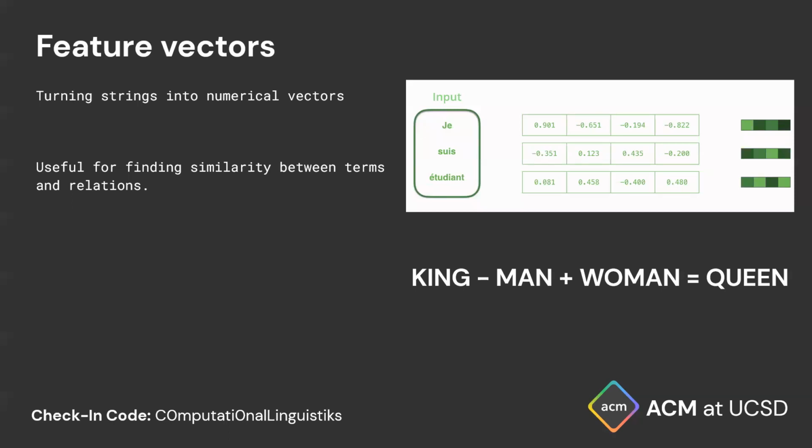So in our example, we have some French, but if we were to say the word king, this is a very famous example: king minus man plus woman is equal to queen. If we extract the vector from the word king and the vector from the word queen, they're very similar. And the difference between king and queen is similar to the difference between man and woman. So we are able to do some numerical calculations in order to find relations between words.